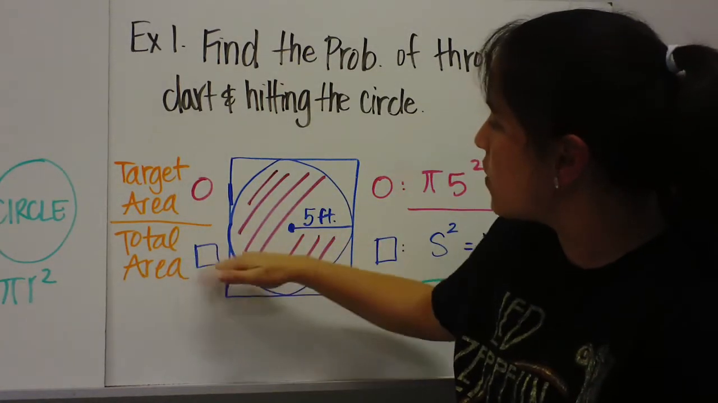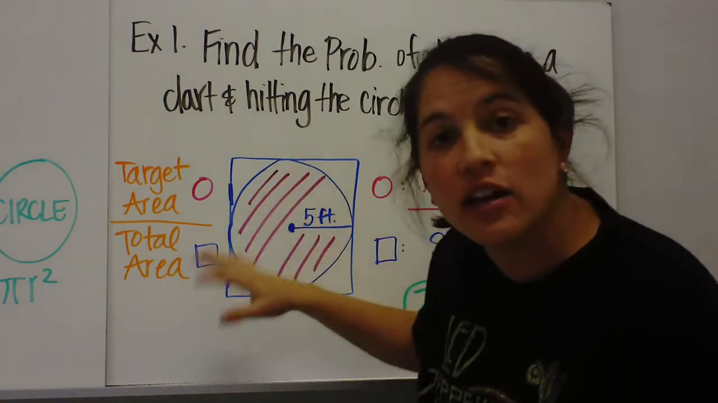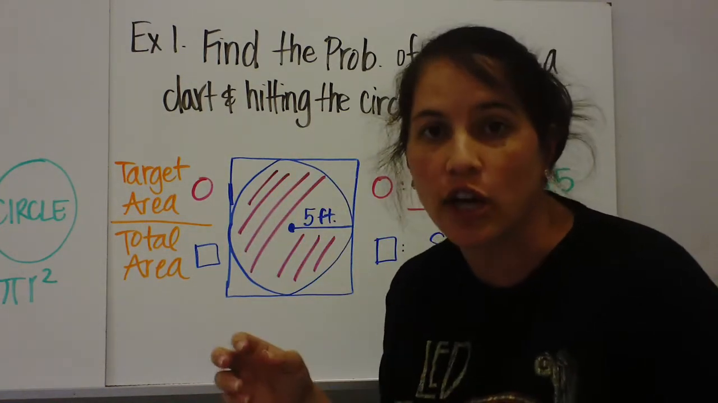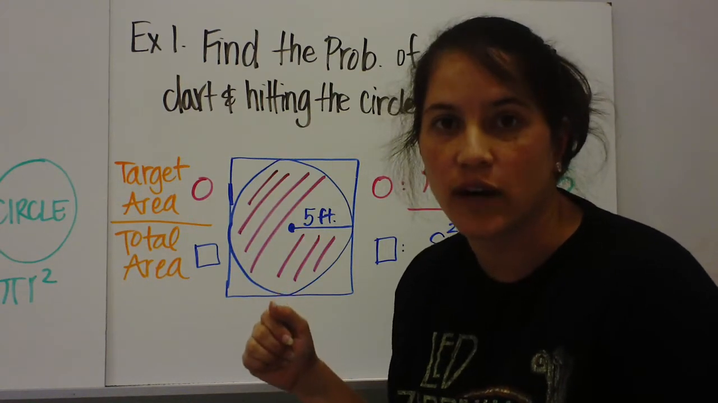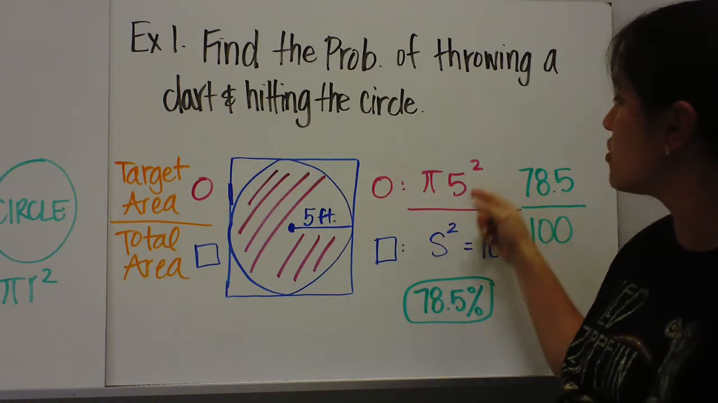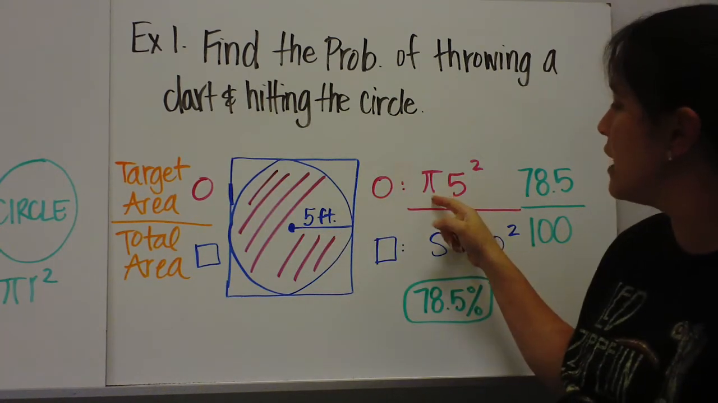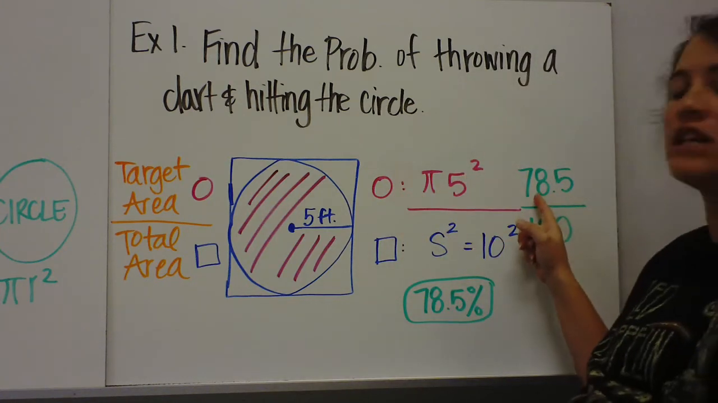Okay, so we have a target area and a total area. So that's what you're going to hear me saying, a target area and a total area. So our target area is the circle, the total area is the square. So we have to find the area. Now how about here? The circle would be pi r squared because the radius is 5. And when you type that in, 3.14 times 5 squared, I got 78.5.